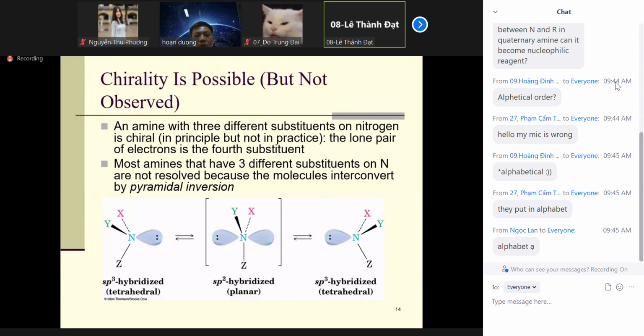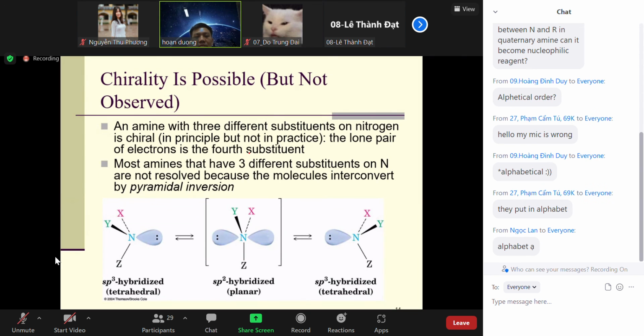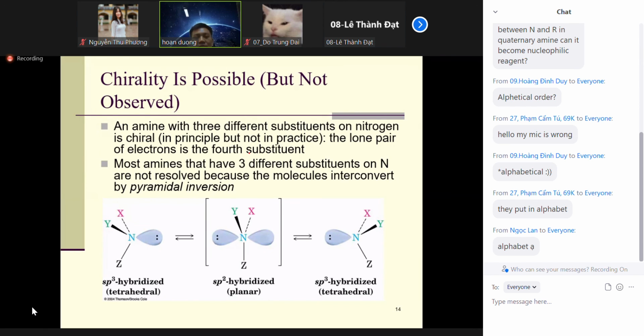But an important thing is chirality. What do you mean by chirality? Chirality means, in Vietnamese, bất đối. That's right.